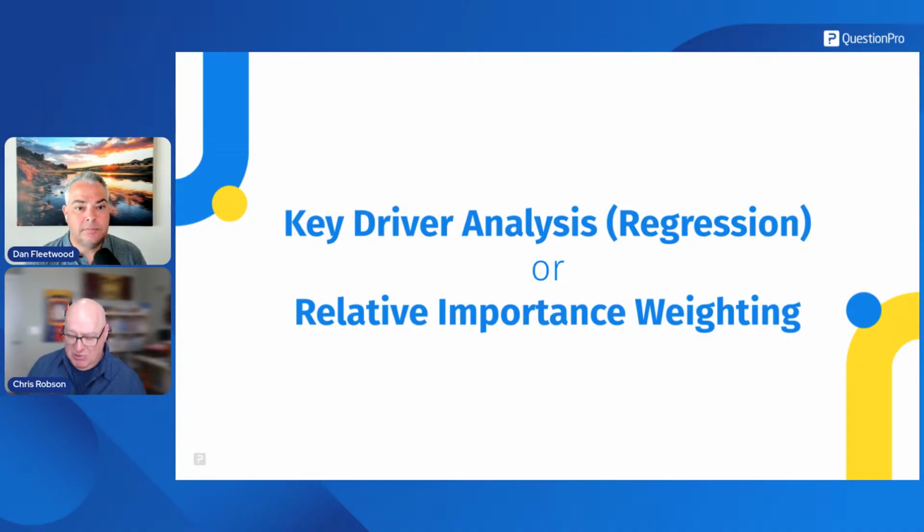Now, people used to do that using simple regression. I've already talked about simple regression and how just doing a linear regression is probably not what you want to do, largely because of this issue with multicollinearity and the general correlation between the drivers. More modern techniques like Johnson's relative importance weighting, which is relatively new, like I say, within the last 20 years or so.